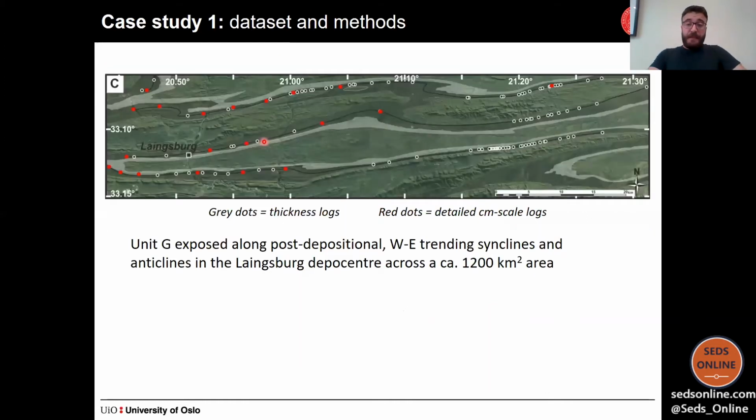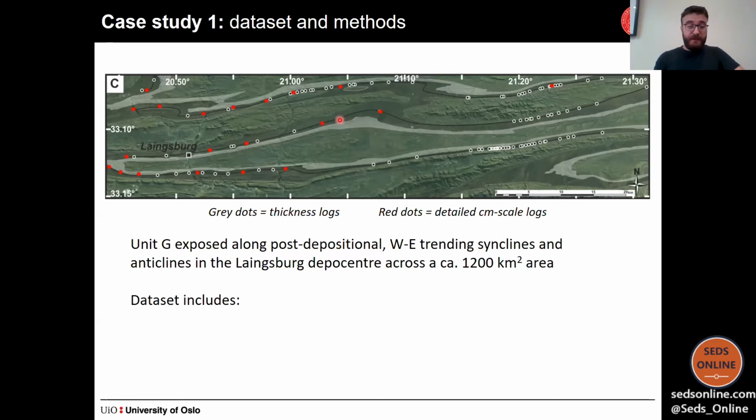So this is a map of the Lanesburg Depot Center. Here you can see the distribution of the outcrop belt in light gray. So unit G is exposed along the post-depositional west and east trending synclines and anticlines. And this is allowing us to study almost three-dimensionally the distribution of this unit.